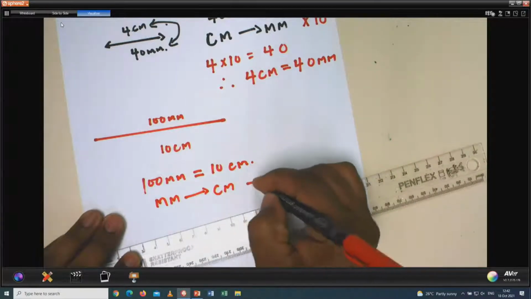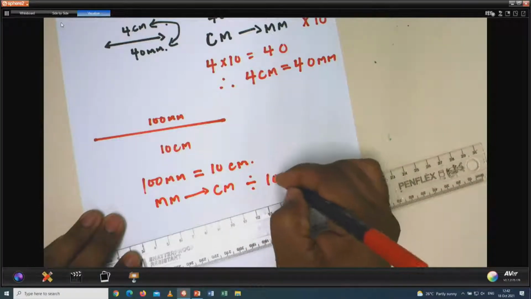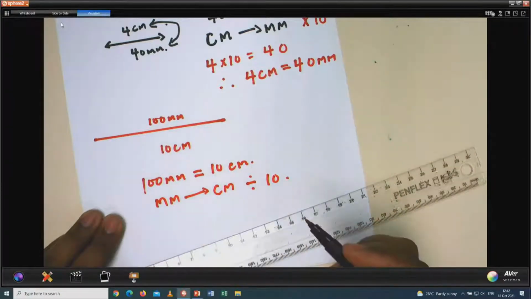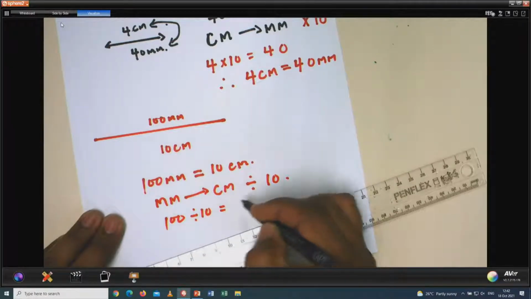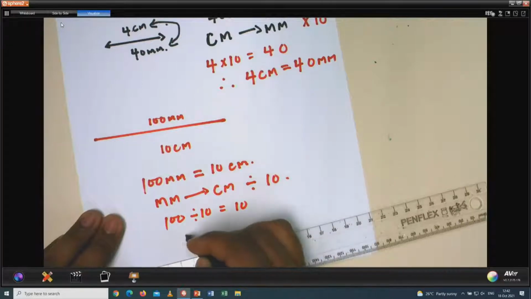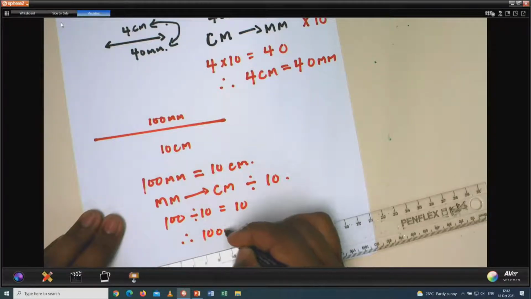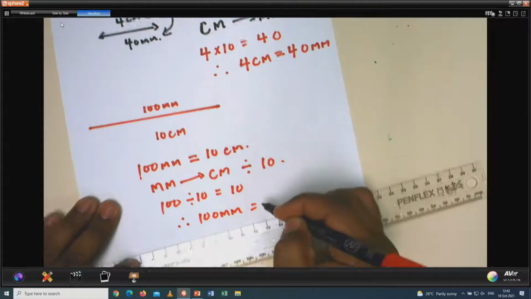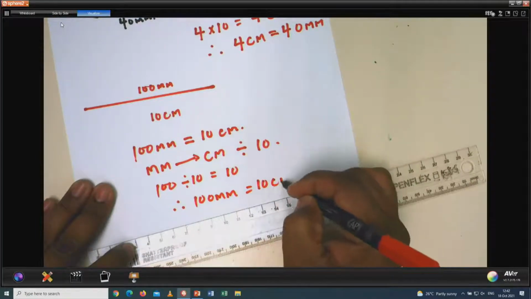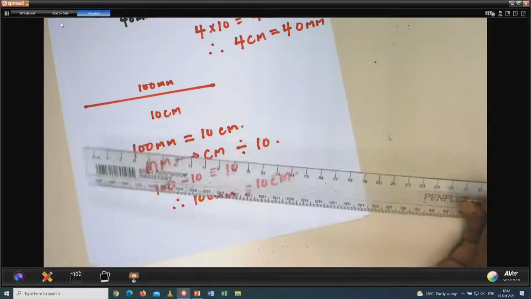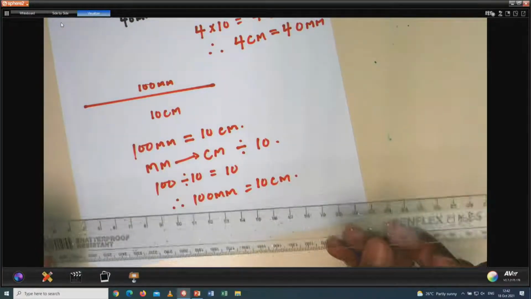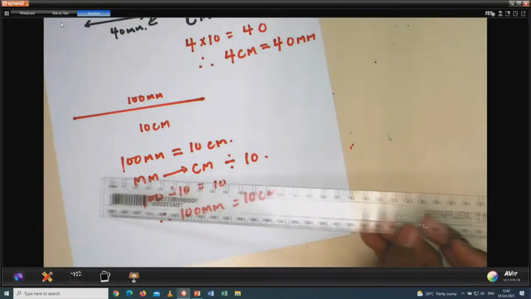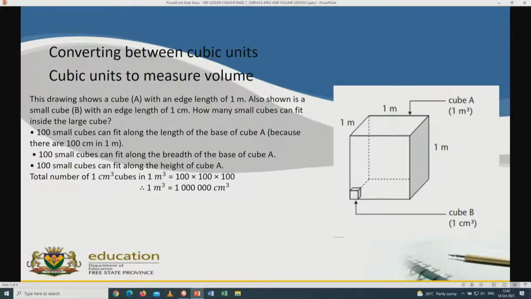We would say, okay, we divide it by 10. Therefore, 100 divided by 10 is 10. And then we say, therefore, 10 millimeters is equal to 10 centimeters, just from here, from the ruler. So make sure that the markings on your ruler are visible. Right, let's get back to the cube now.